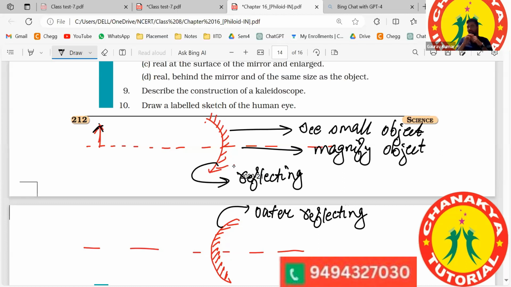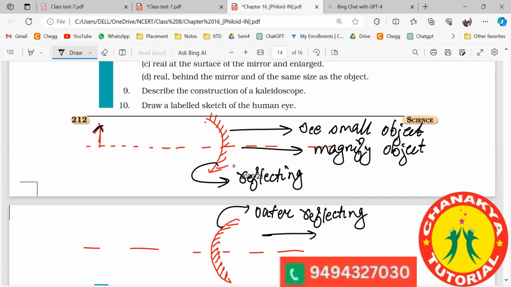So why are we using a convex mirror as a mirror of vehicles? As a back mirror or as a side mirror. Rear view mirrors and side view mirrors, sir. Yes, can you tell me why we are using these in that part? To get the view of the larger traffic, sir. If we can get the view of more traffic.